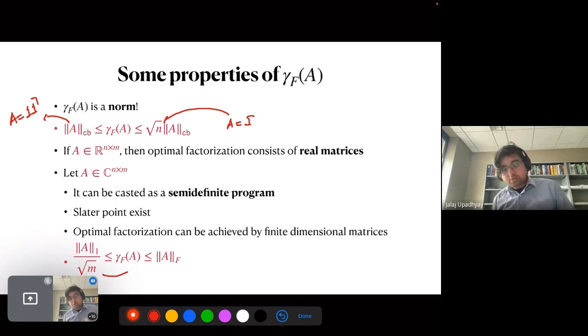We also have some other characterizations of the gamma F norm, which we will not go into detail on. But you can have different semi-definite programs, all of which are equivalent, but some of them are more amenable for certain analysis. And we are working on a much updated draft of this paper, so all of those details will come in this paper.